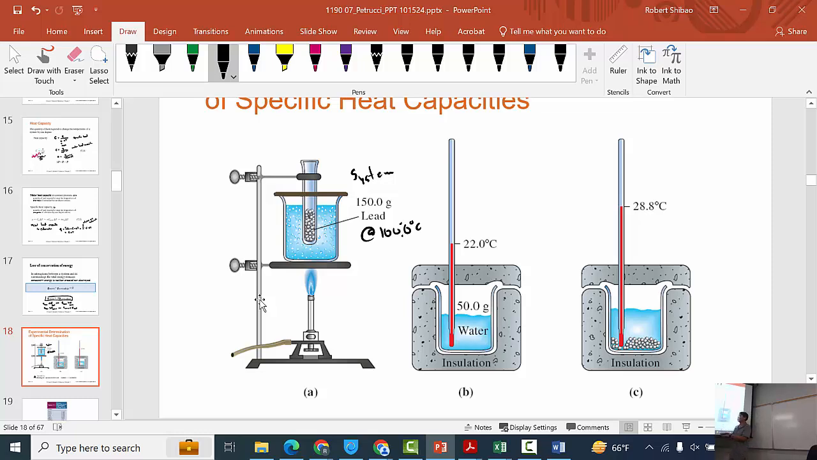Well, the lead's going to cool down, right? And the water is going to heat up. And so what we do is we measure the final temperature of our calorimeter. When we measure the final temperature of the calorimeter, it's 28.8 degrees C. So this is what we're going to do. Our system is this, and our surroundings is this.